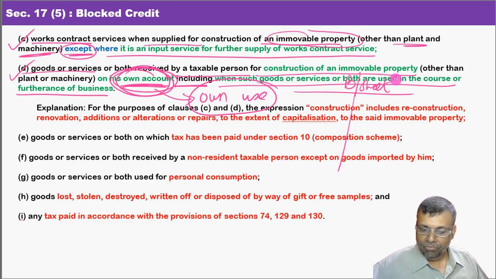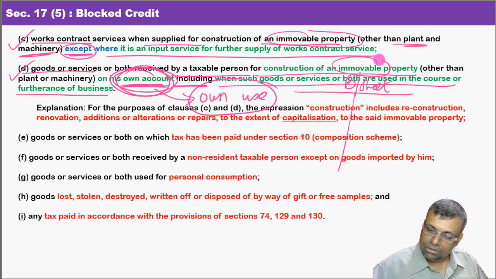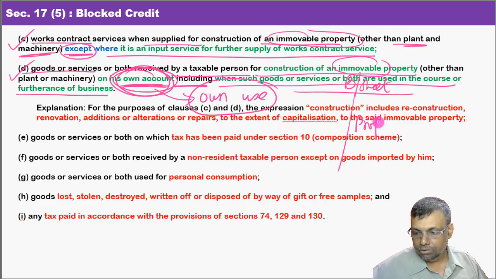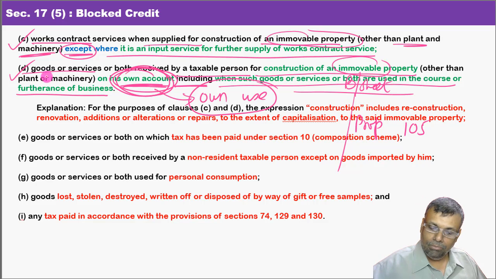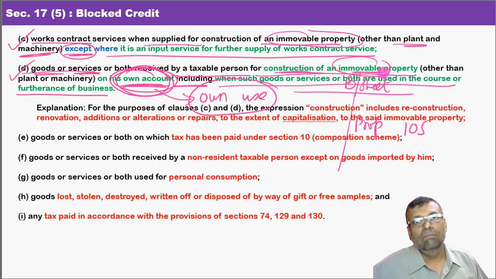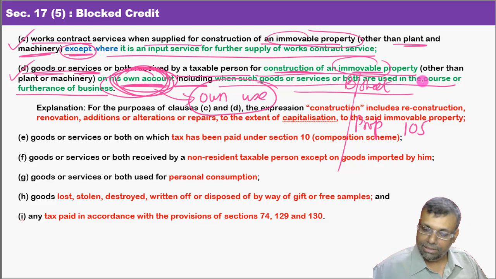Now if you have any construction of an immobile property, so you are constructing an immobile property, say for example your cost is 105. Now if you have any goods or services which are for the construction of an immobile property, whatever tax that you pay on this, you are not going to get any input tax credit, because this property you are going to use for your own purposes. This is on your own account. So you are not going to get the input tax credit.